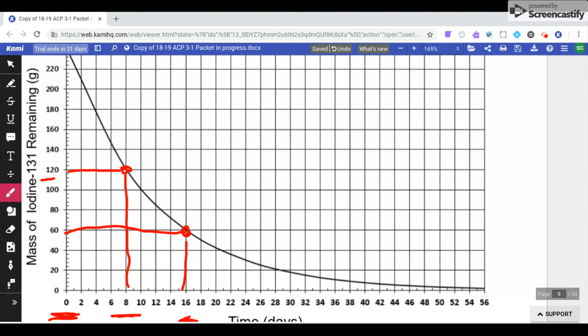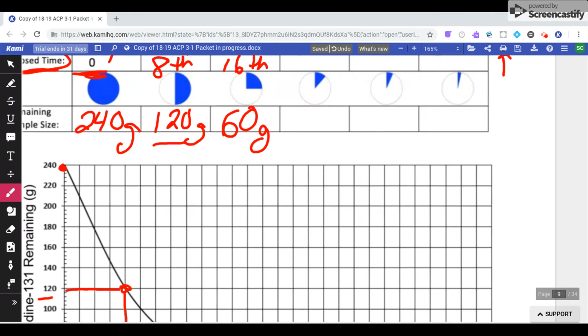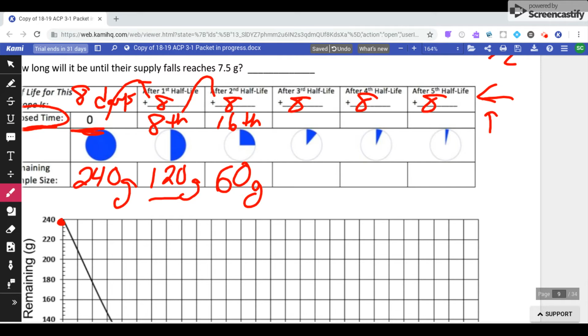And then another 8 days, that puts us on day 24. And what's that? Well, it's about 30 there. It's half of 60. So this graph should correspond to the information that you're filling out in this table. So we start off at day 0. We haven't started the clock yet. We got all of our sample, 240 grams, arrives at the hospital.